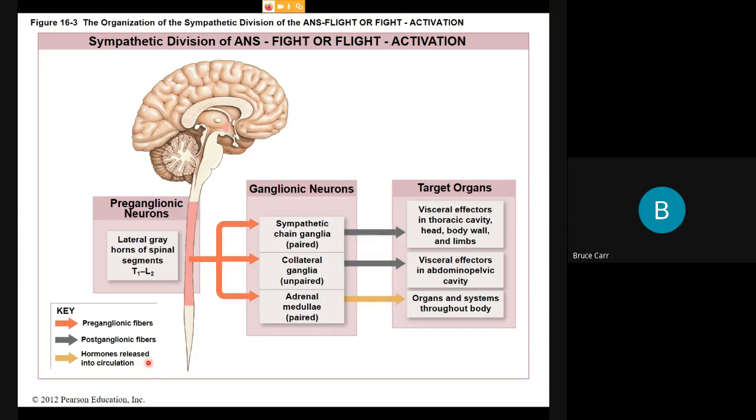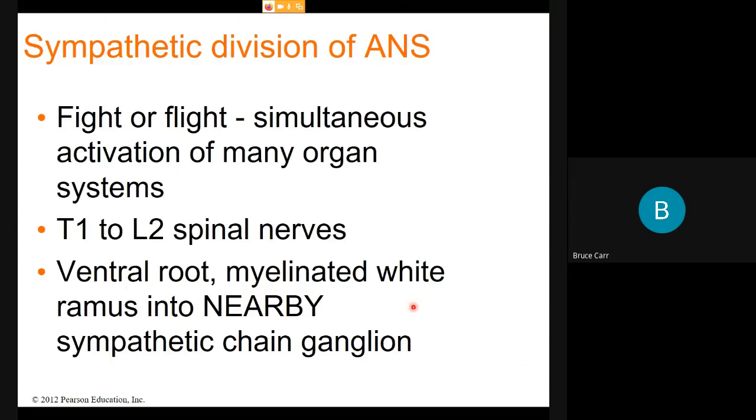Hormones are released. Sympathetic stimulation causes the hypothalamus to stimulate the pituitary gland, and an adrenal corticotrophic hormone. Adrenomedullary hormone is released that stimulates organs and systems throughout the body that have the right chemoreceptors. So, sympathetic division of autonomic, fight or flight, simultaneous activation of many organ systems. And I'm telling you, those systems start ramping up to maximum performance in a matter of seconds.